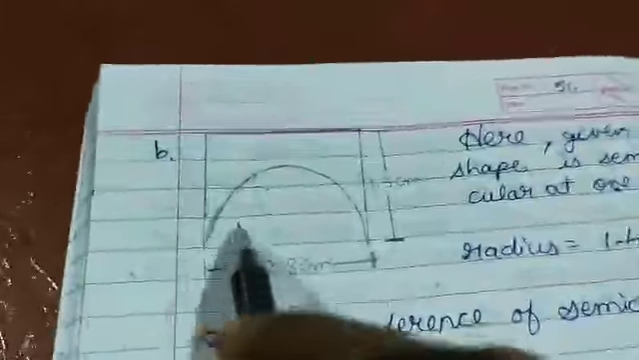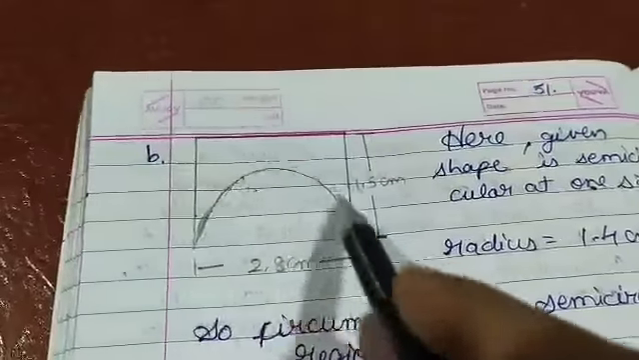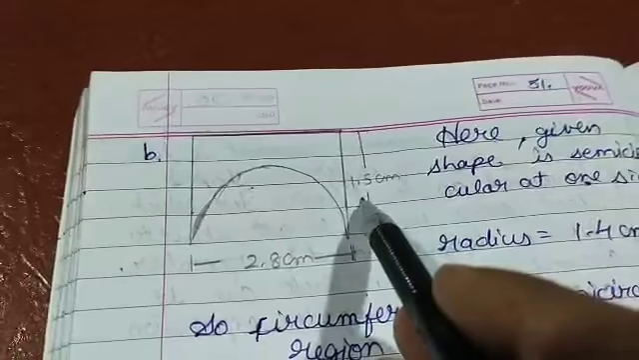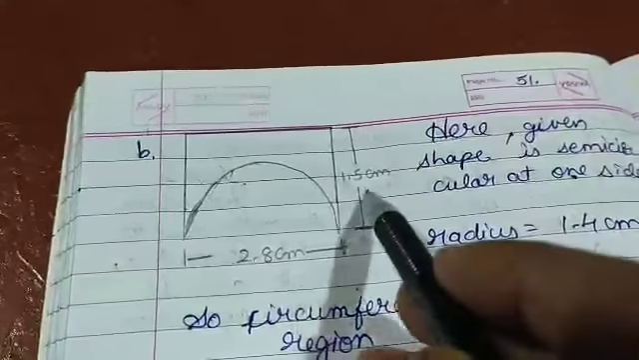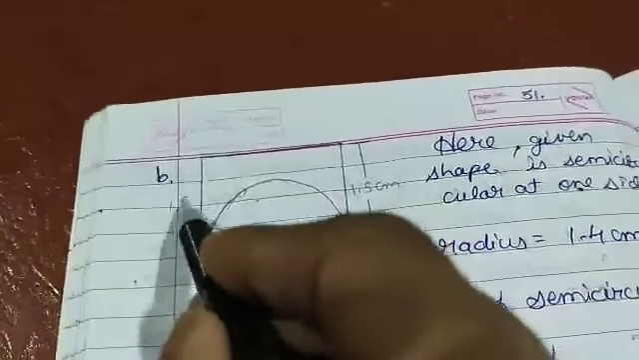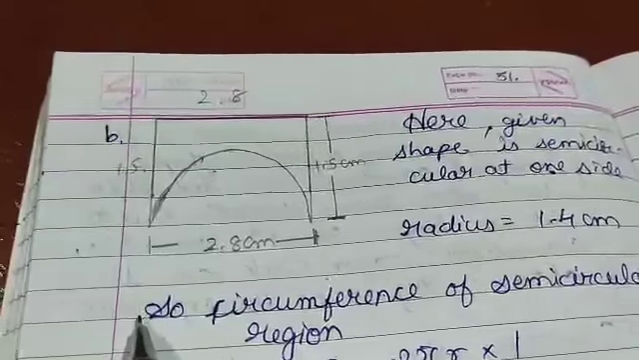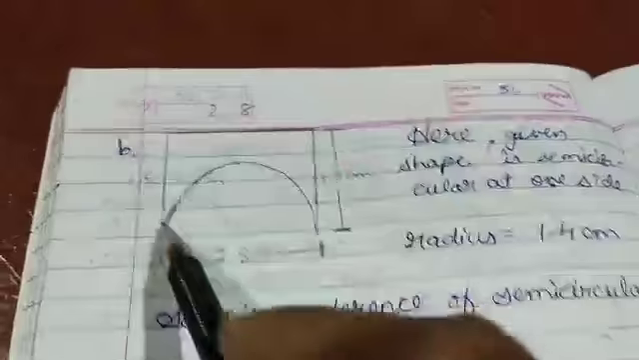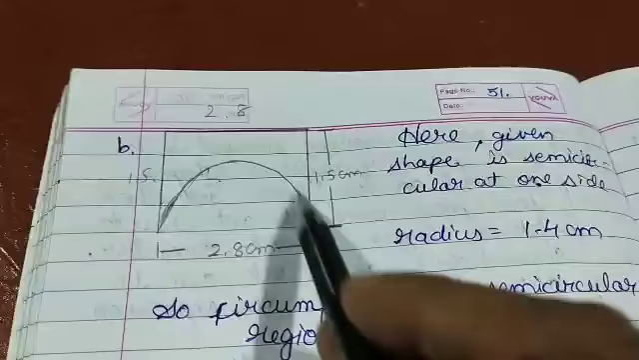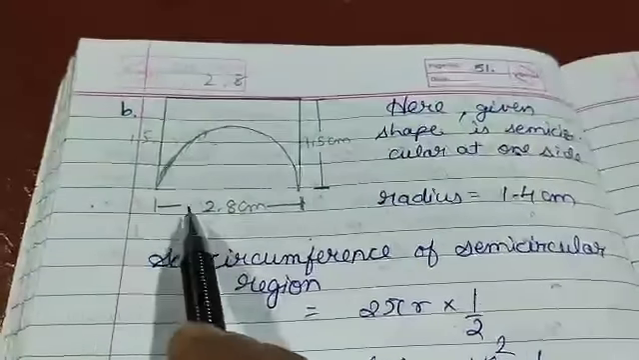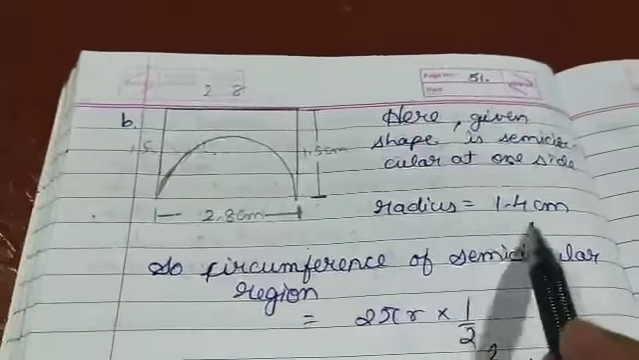Yeah, this kind of figure is there. It is also one kind of a semicircle, and one height is given 1.5, so here also 1.5, and this length is 2.8, here also 2.8. So what we need to do, we are here to find the perimeter. So first we will find the circumference of this semicircle, whose diameter is 2.8, so radius will be 1.4.